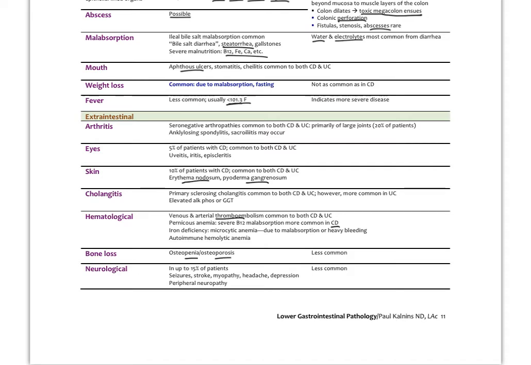Osteopenia, osteoporosis, and then neurological issues, especially in Crohn's. You're going to see things like seizures, stroke, and whatnot, very severe disease. And that's often from the thromboembolism, but also potentially the B12 deficiency problems. So that's a big list. Again, patients are going to present differently, but hopefully by now you should start getting a little idea of the differences between ulcerative colitis and Crohn's disease.